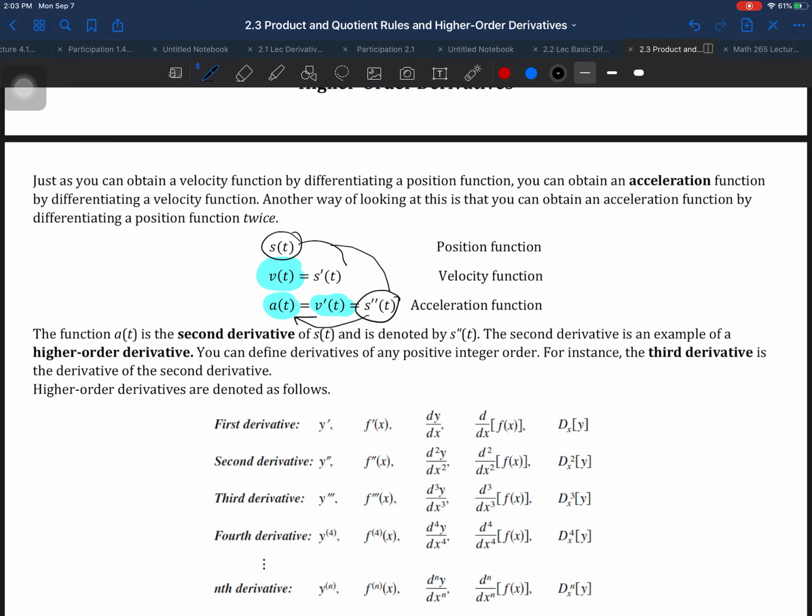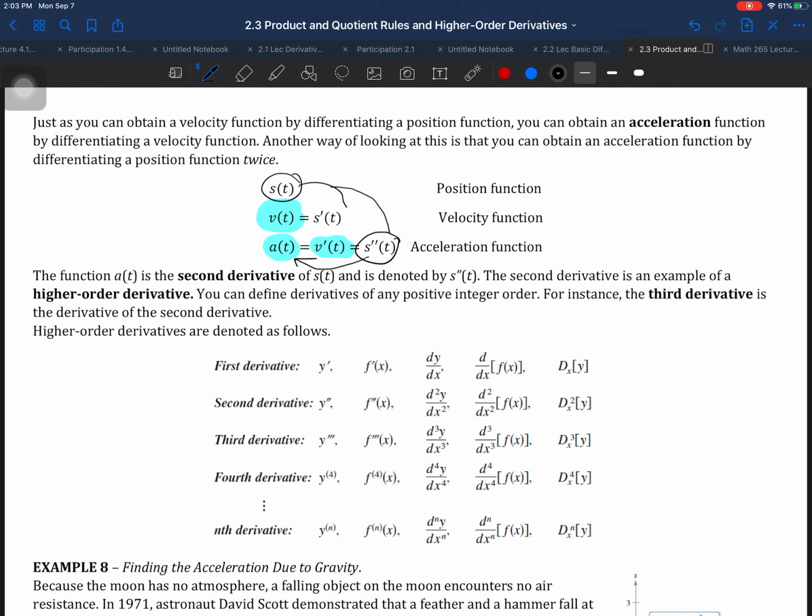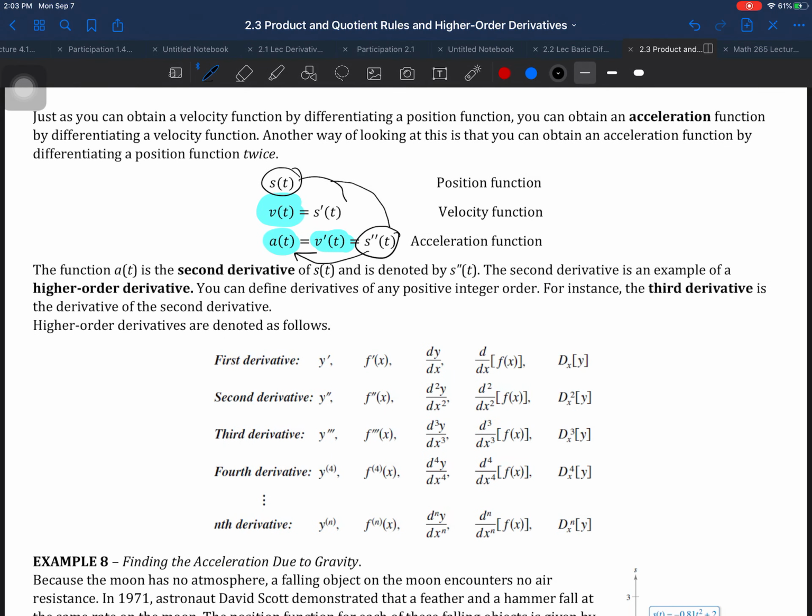We have a connection to real life. We just learned that the second derivative of position happens to be the acceleration. That's sort of interesting, it's mind-blowing. Let me read a few things here. The function a of t is the second derivative of s of t and is denoted by s double prime of t. So we notice here we have a double prime.